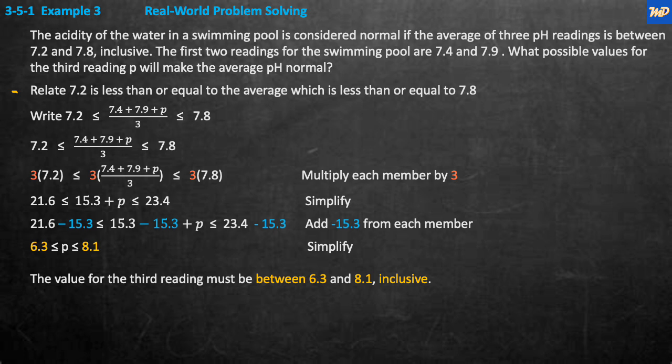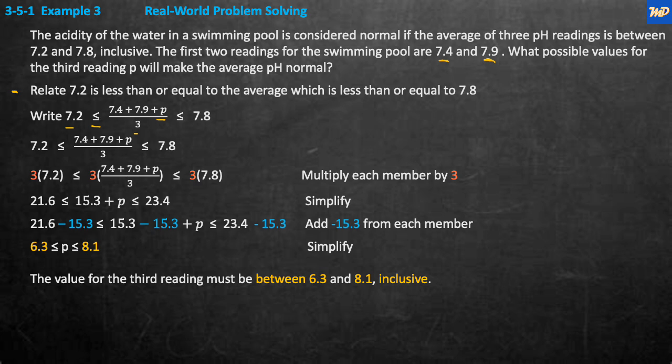So what are we going to do? We're going to write 7.2 is less than or equal to the average: 7.4 and 7.9, these two, plus the p-value, that third reading. And the average means you add those up and divide by 3. And that average has to be less than or equal to 7.8, and also greater than or equal to 7.2. So now we can solve for p.